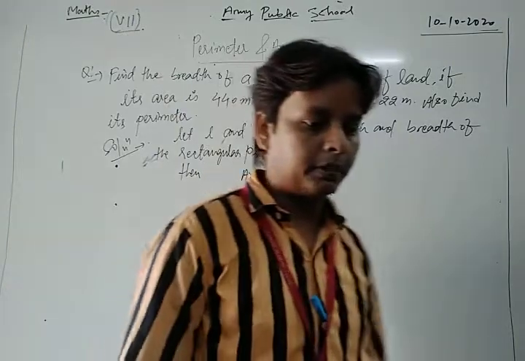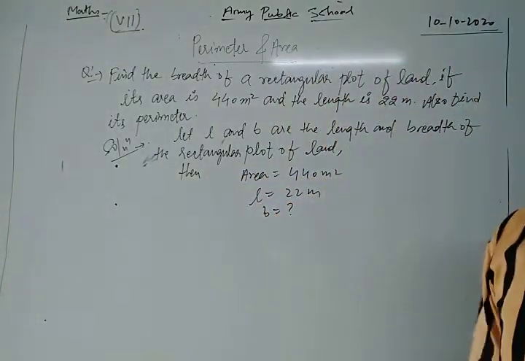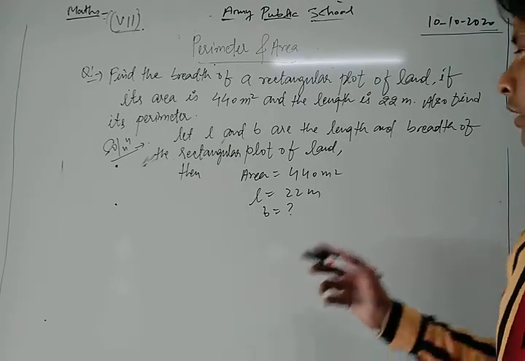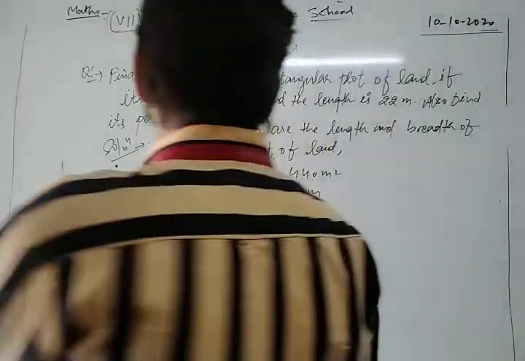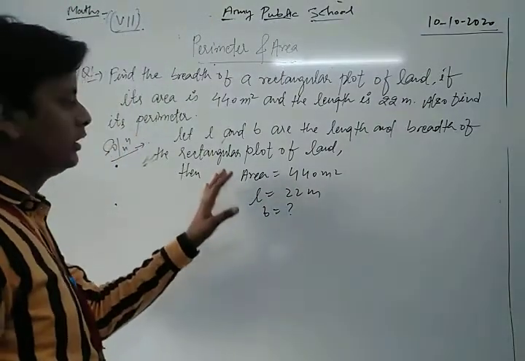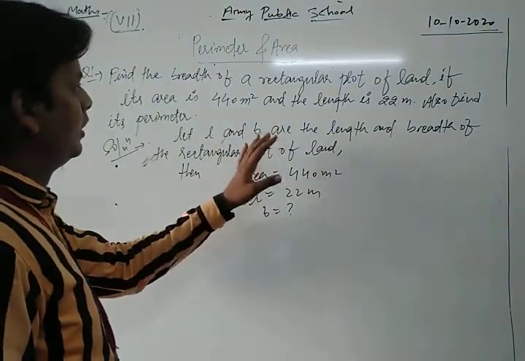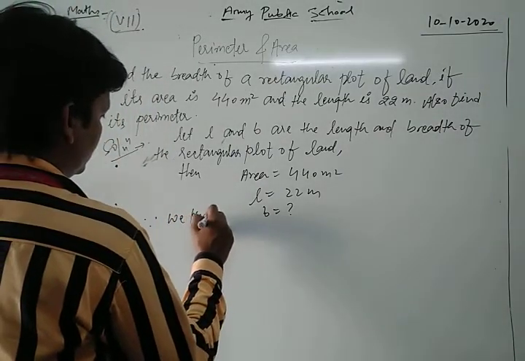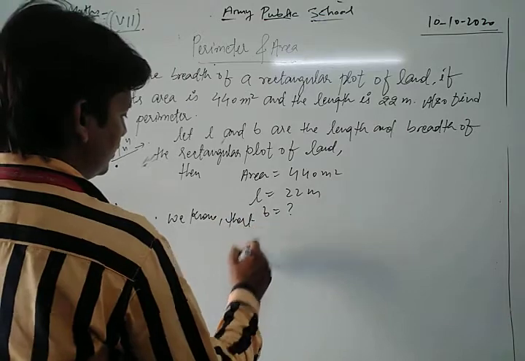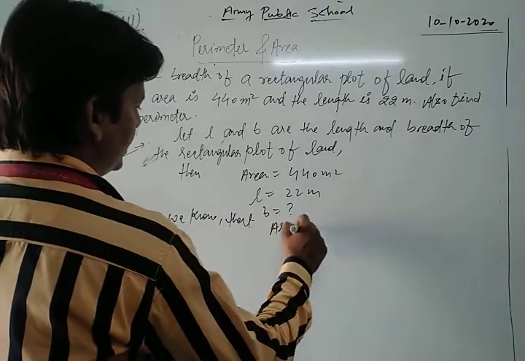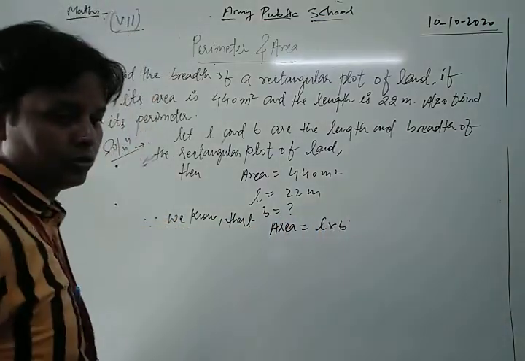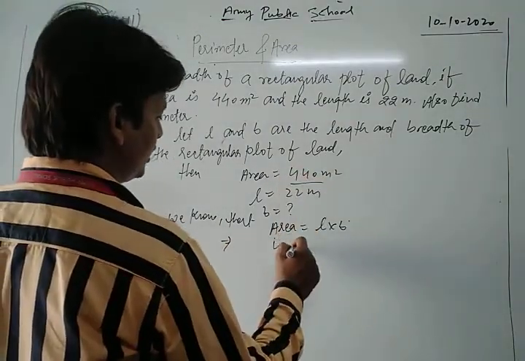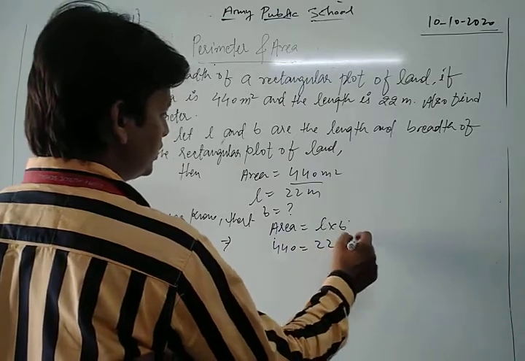Because if we find the breadth of the rectangular plot, then we can apply the formula for the area of the rectangular plot. Since we know that area is equal to length into breadth. Now look here, area is 440, length is 22, and breadth we find.